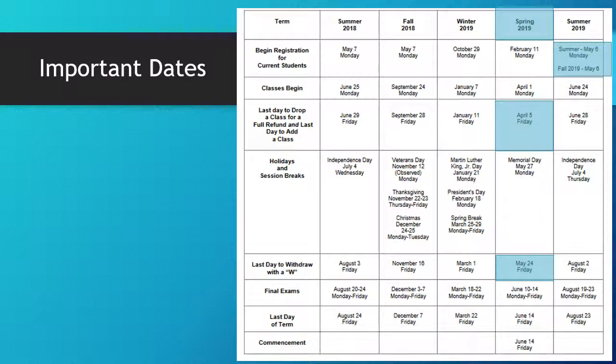Here are a few important dates for the term for the college, so you're aware of these. For spring term, the last day to drop a class for a full refund and the last day to add a class if you need to is Friday, April 5th, so this Friday. The last day to withdraw with a W is Friday, May 24th. If you need to withdraw from any of your classes, that's the last day to do that and get a W. And if you are looking to enroll in summer or fall courses, the registration date for summer and fall quarters is May 6th.